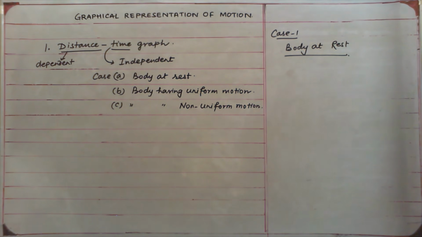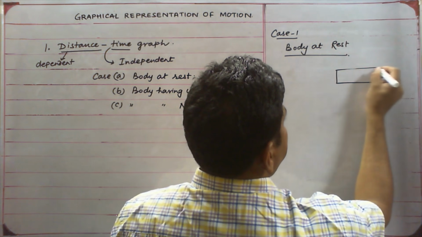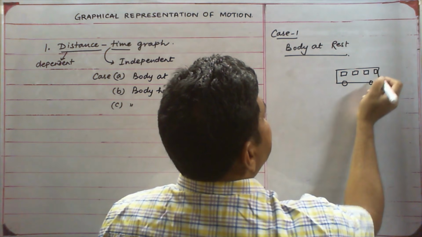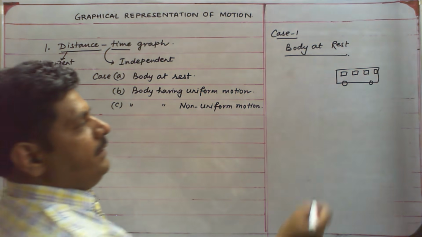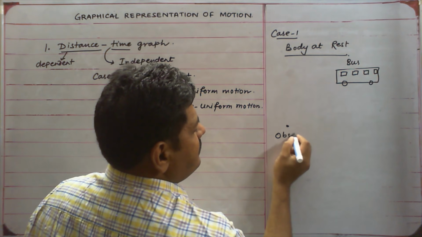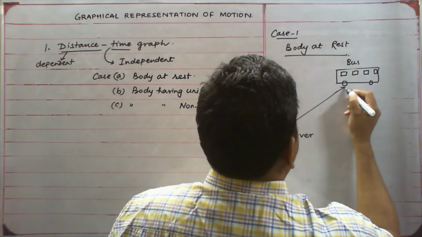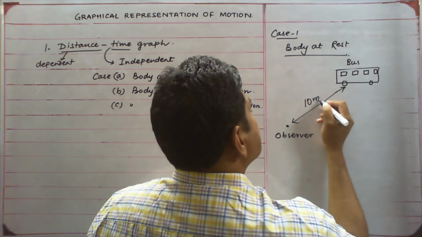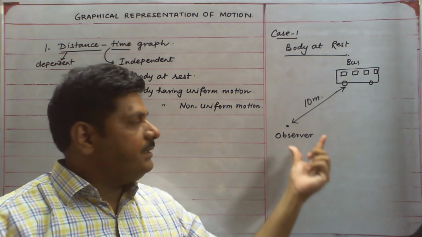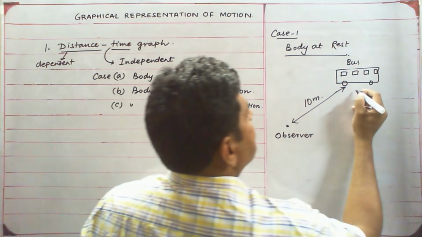Body at rest. Now the body is not moving. Let us say there is a bus. This is the bus, and the observer is here, and the gap between these two is, let us say, 10 meters. Observer is here and the bus is here, which is stationary.